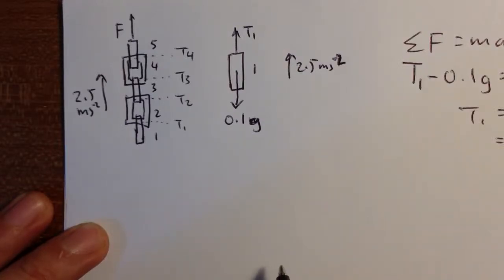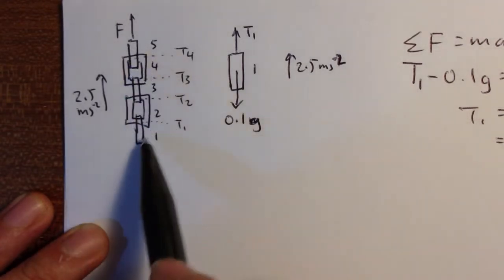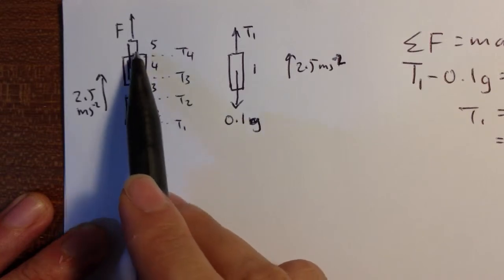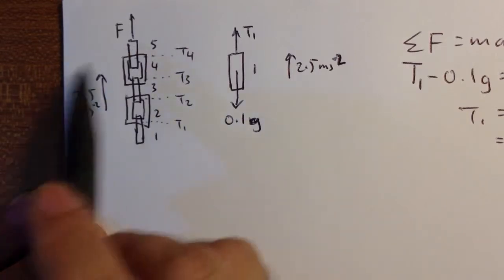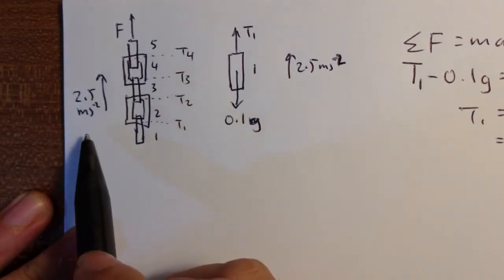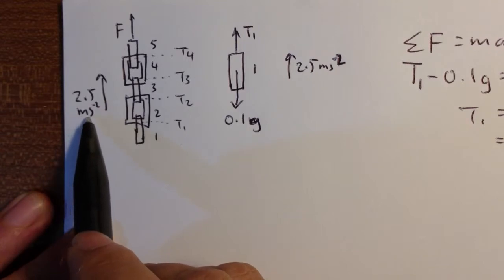Forces assignment question. There are 5 links. I count from the bottom: 1, 2, 3, 4, 5, right? There's a force pulling the 5 chains up, and the 5 chains are interlinked. The chains are going up together at 2.5 meters per second squared.